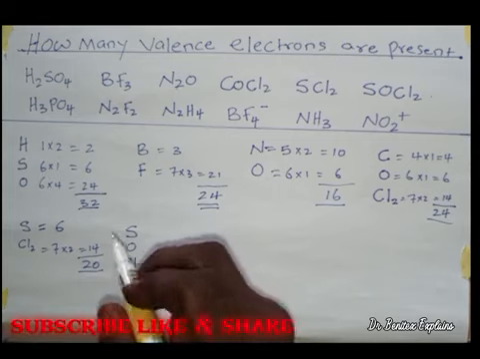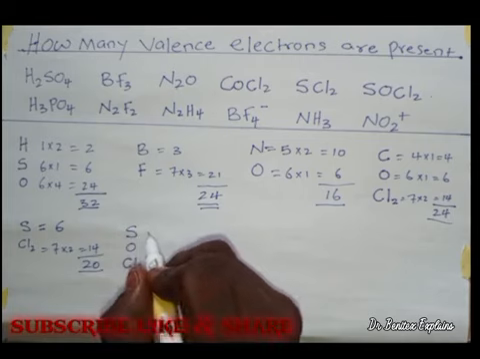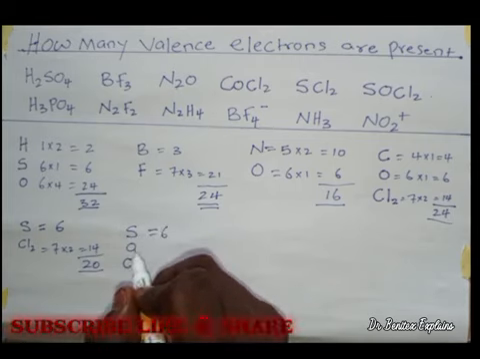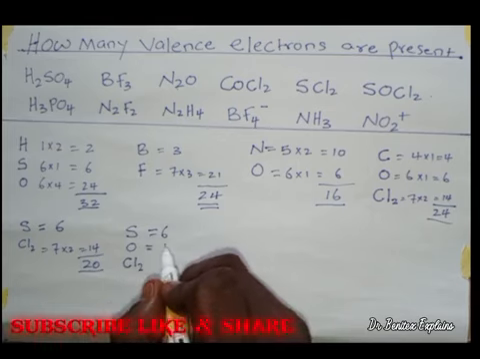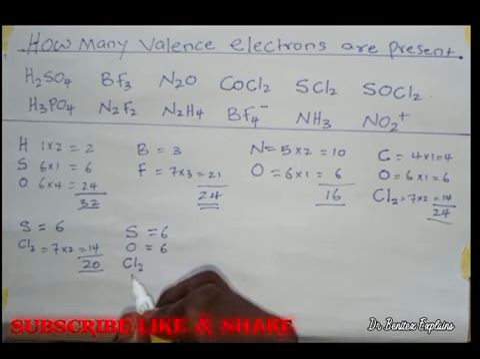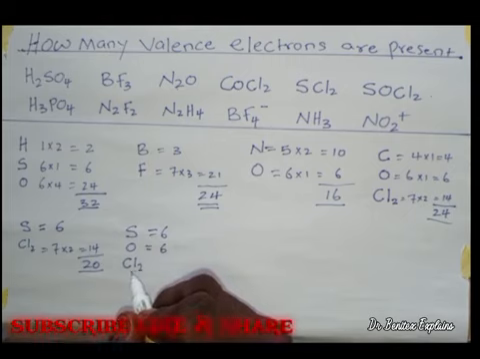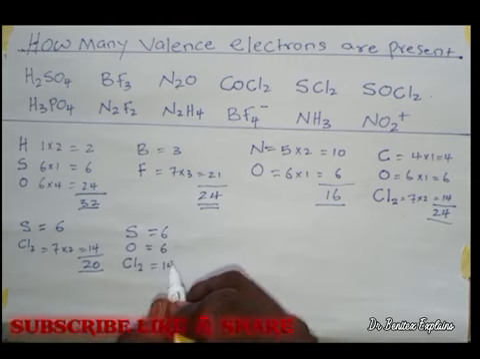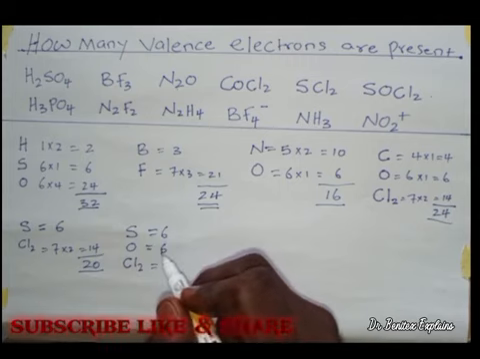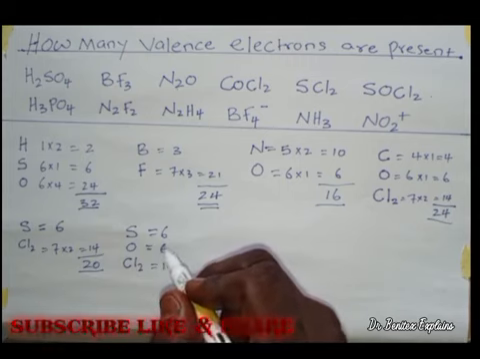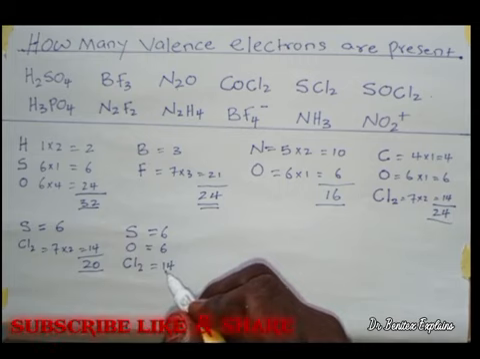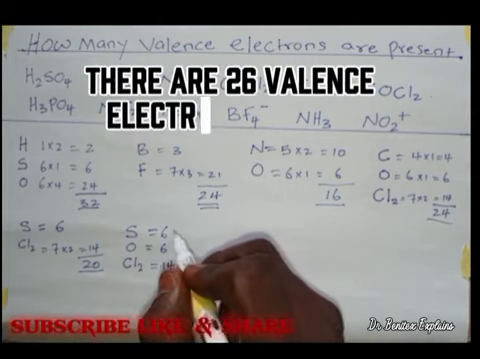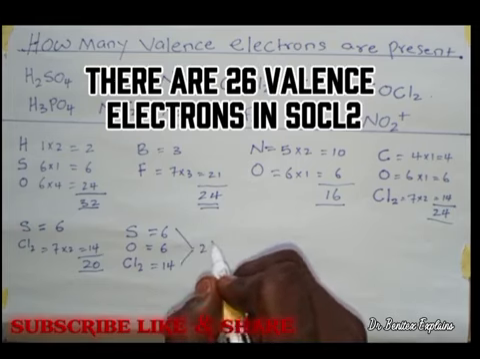So how many valences are there in sulfur? Sulfur is in group 6, so it's equal to 6. How many electrons are there in oxygen? We have 6. How many are there in chlorine? The two of them. 7 times 2 gives us 14. So 6 plus 6 is 12. 12 plus 14 is 26. So there are 26 valence electrons here.